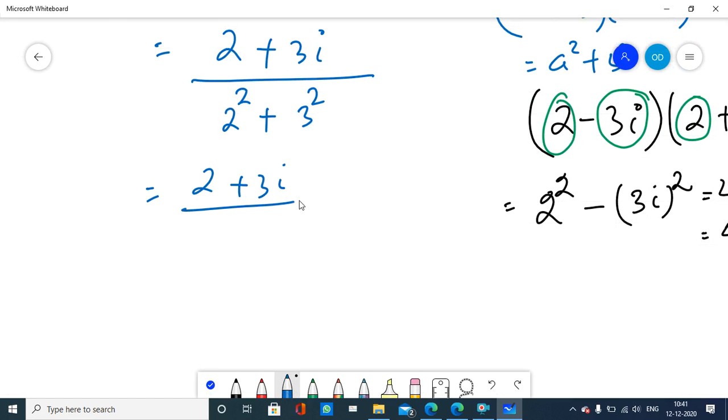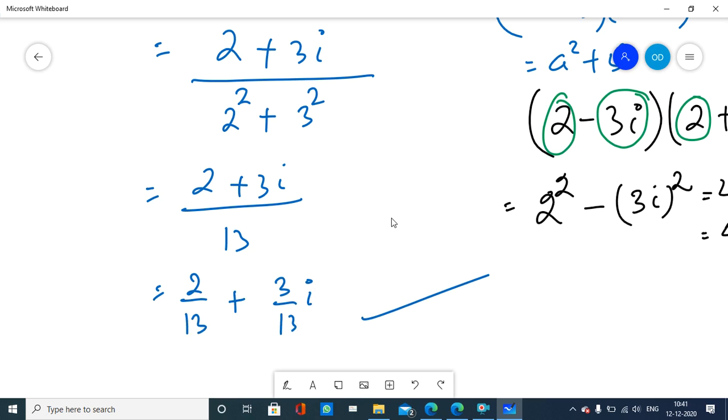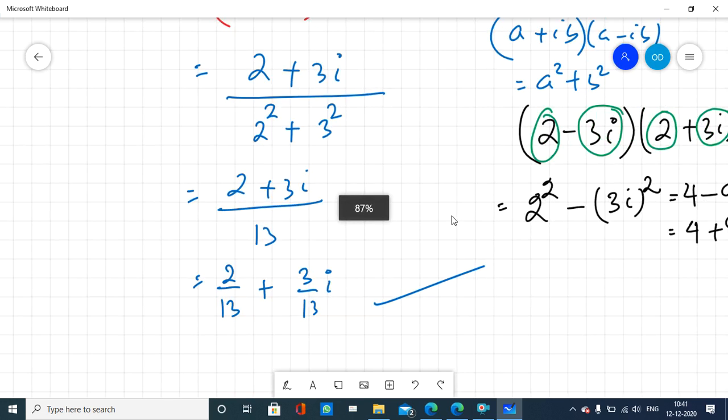Okay. Now what do we get? We get 2 plus 3i divided by 2 square, which is 4, plus 3 square, which is 9. 9 plus 4 is 13. Now can I write it as 2 by 13 plus 3 by 13 times i? Now this is in standard form.